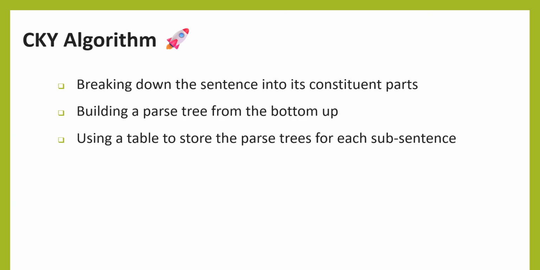Next comes the CKY algorithm, which is a parsing algorithm that can be used for constituency parsing. Basically, it's a dynamic programming algorithm that works by breaking down the sentence into its constituent parts, building a parse tree from the bottom up, and using a table to store the parse trees for each sub-sentence. So this CKY algorithm is efficient and can be used for parsing sentences with complex grammatical structures.